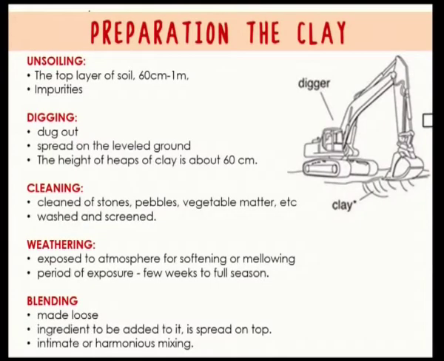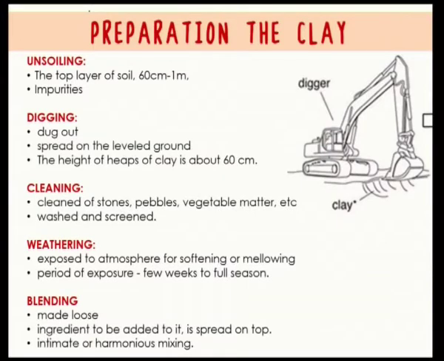After the weathering, the weathered clay is taken and then it is blended. Blended is basically made loose. Certain ingredients like iron oxide, magnesia, alumina, and whatever else you require are added on top of it, and then it is mixed to get a harmonious mixture. After blending, you do tempering.